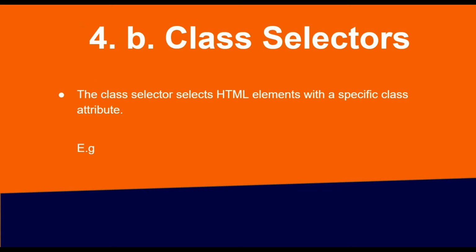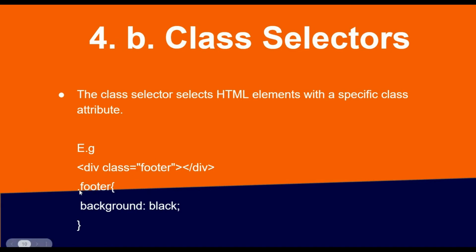We have class selectors. This selects all elements that have a given class. For example, if we have a class called footer, we start writing a class CSS with a dot and then the class name, which is footer, and then we give it the respective styles that follow, the property and value.